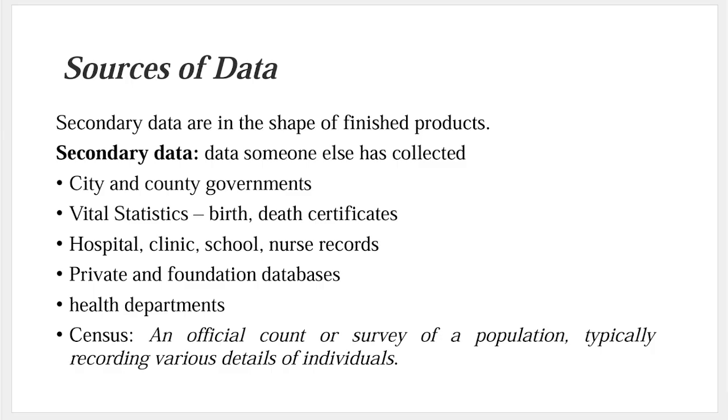Examples of secondary data sources include government records, hospital and clinic records, health department databases, and census data, which is an official count of the population. So in simple terms, primary data, you collect it yourself. But secondary data, someone else has already collected it. For example, suppose you want to study the number of COVID-19 cases. Instead of collecting data by yourself, you can use data from the health department or hospital records. This is secondary data.